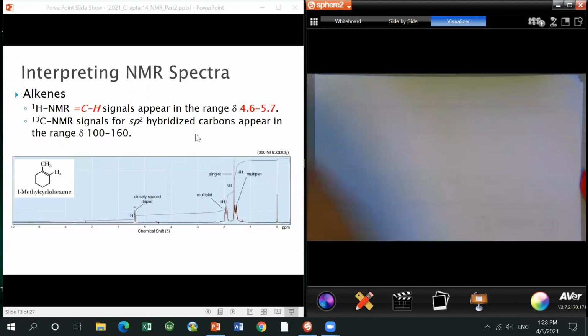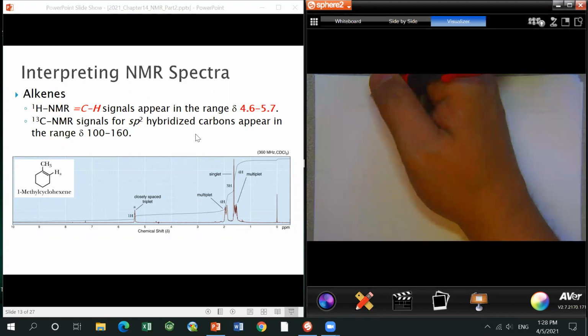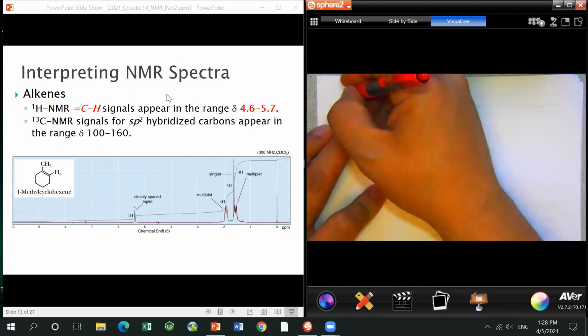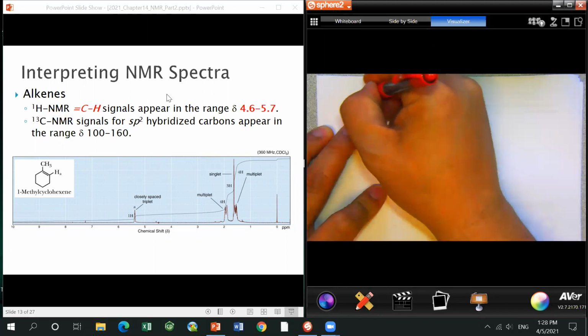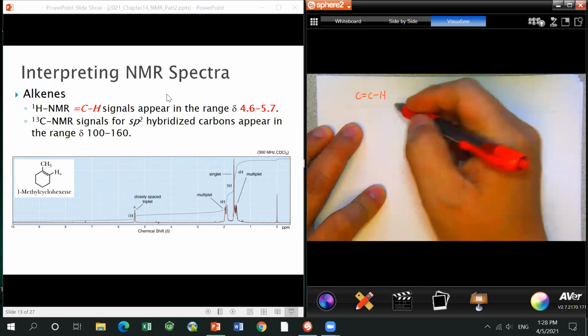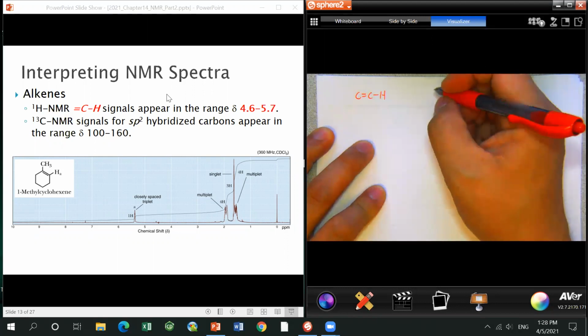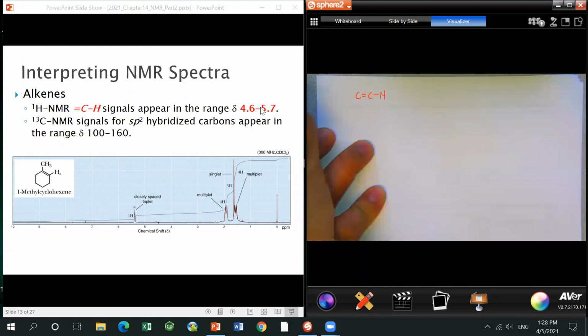Then here, for the first proton number, I want you to keep in mind the alkene hydrogen, the hydrogen directly attached to the double bond. Normally I don't try to remember the range, but it is 4.6 to 5.7.